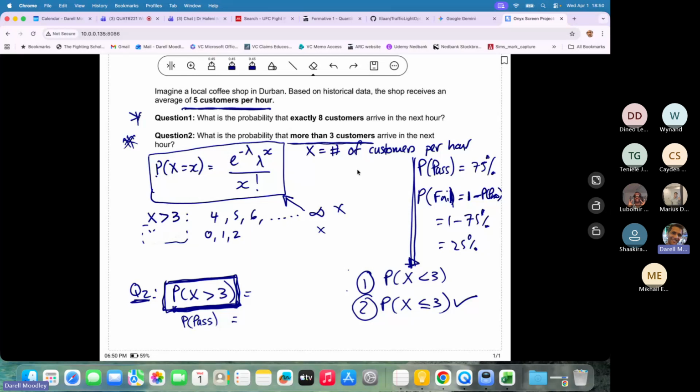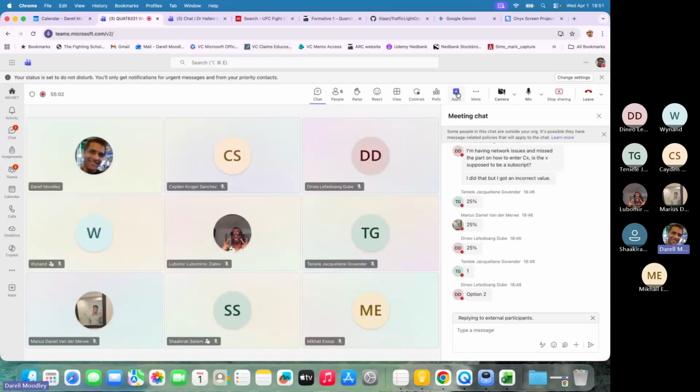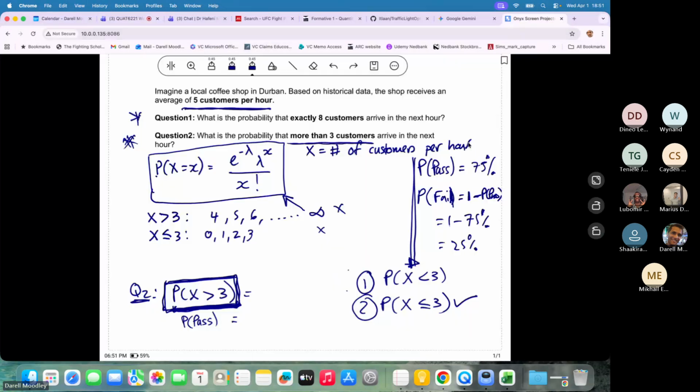The opposite has to be less than or equal to. All right, so that's why the opposite is x less than or equal to 3, because it has to be accounted for somewhere, and it's accounted for here. Okay, make sure you understand that, right? Let me check the chat. Okay, so let me know if you don't understand why it's option 2.